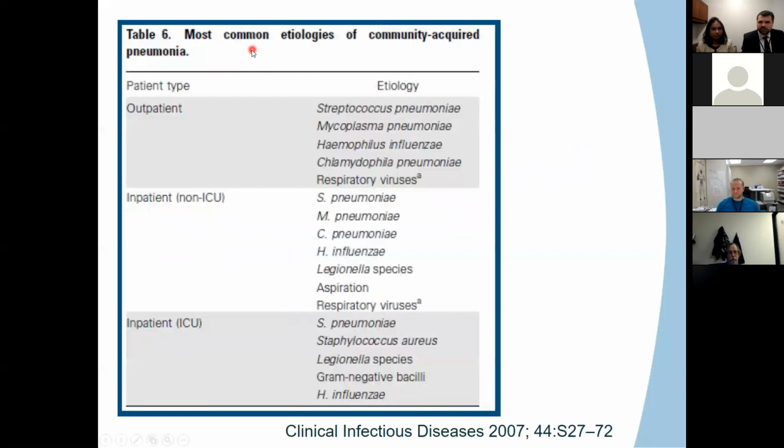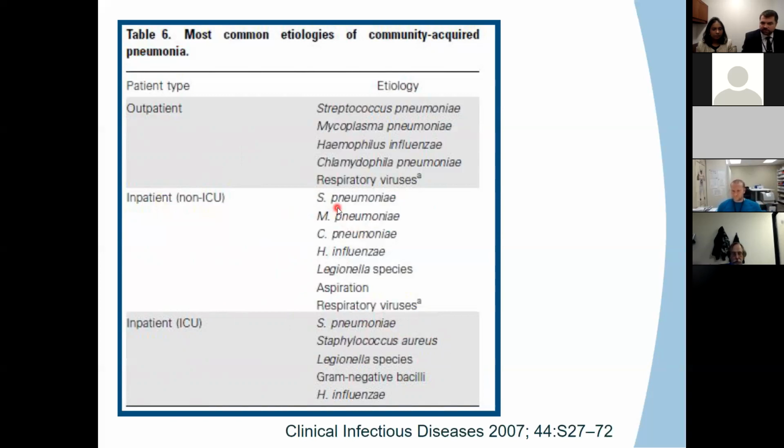We'll move forward. And this is the most common bacteria in different settings. So if a patient develops community-acquired pneumonia, if they're treated as an outpatient and they're not that sick, these are the things that probably got them sick. Inpatient, non-ICU, they have a different list of pathogens. And inpatient ICU, it's a different list. So part of that is what can make a person that sick.